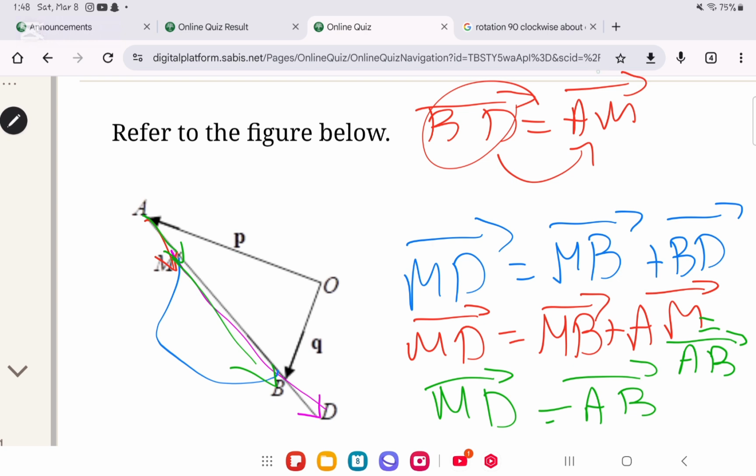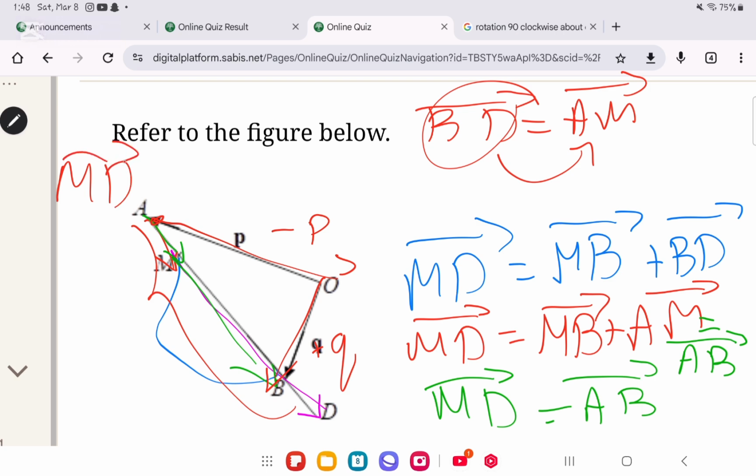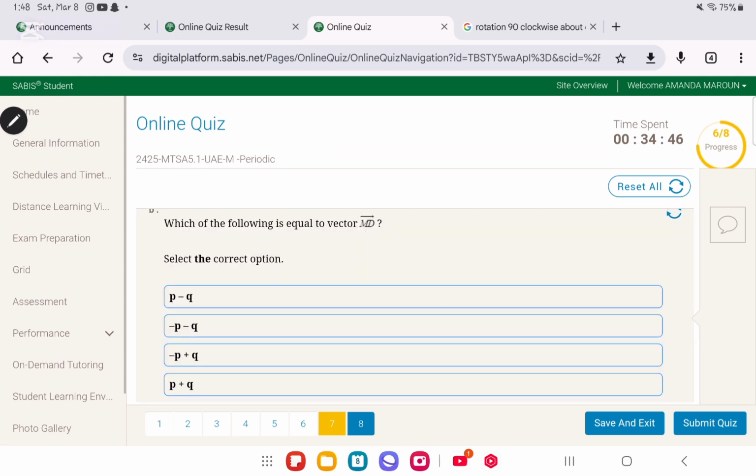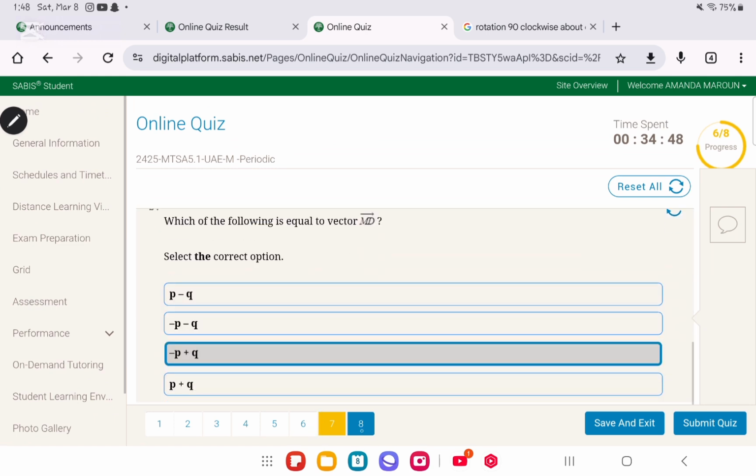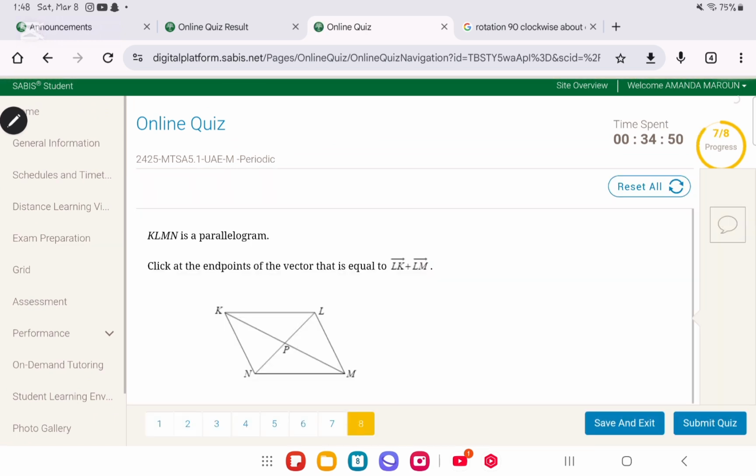And we found AB in the previous question, but I will help you guys find it again. So AB is minus P plus Q. So very simply, MD equals AB equals minus P plus Q. So minus P plus Q. We move on to question number 8.